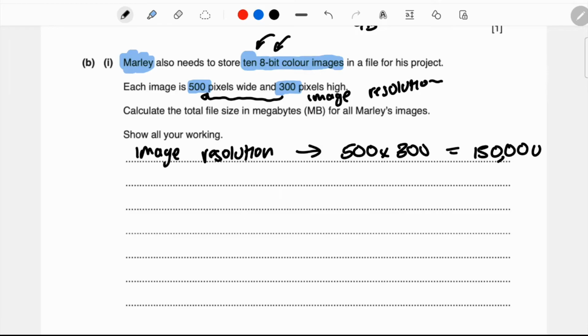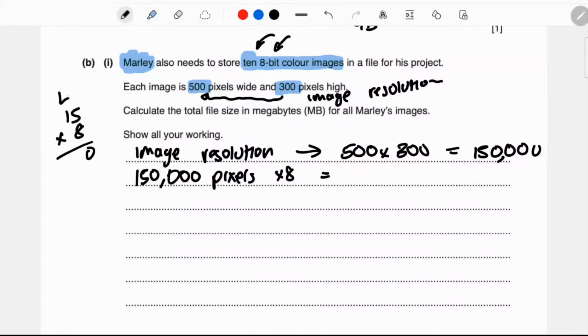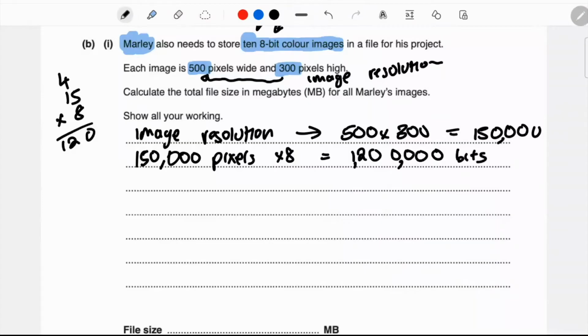We want an 8-bit. So, 150,000 pixels, we need to multiply it by 8. Okay, we multiply that by 8. What is that? It's going to be a big value, but let's do it. 120 and then 4 zeros. Oops, that doesn't even make sense. 4 zeros, I think it's 1.2 million. So this is 1.2 million bits.